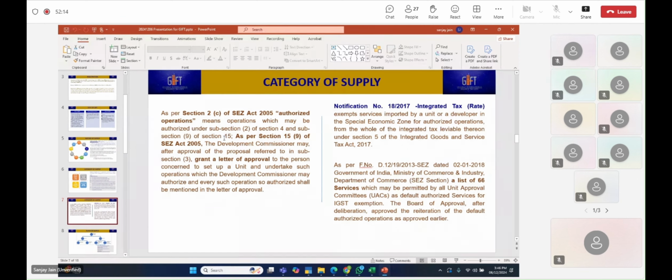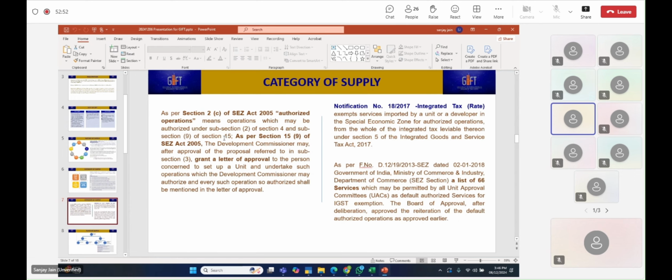Then, authorized operation: the IGST Act says supply to SEZ will be zero rated for authorized operation, but it does not define authorized operation. Then you have to refer to section 2(c) of the SEZ Act, where authorized operation has been defined. As per section 15(9), every unit will get a letter of approval from the Development Commissioner. Whatever operation has been specified in the letter of approval is the authorized operation for the unit, and the unit can get the benefit for those authorized operations.